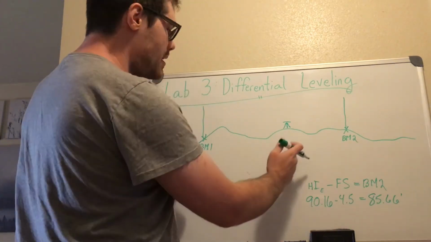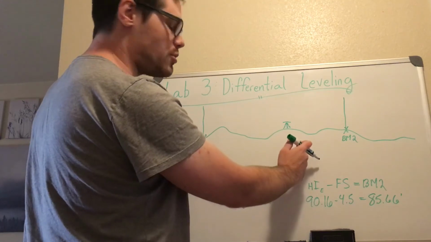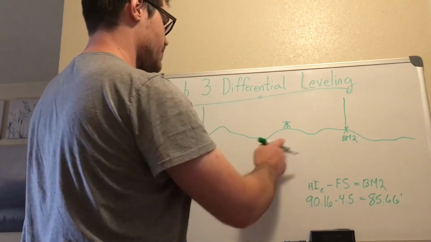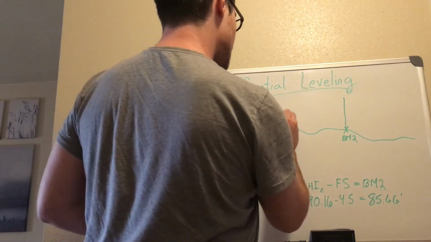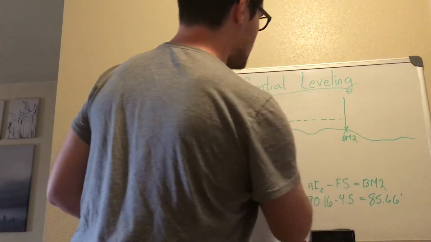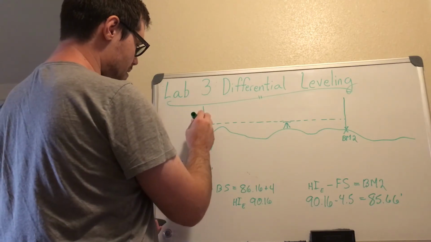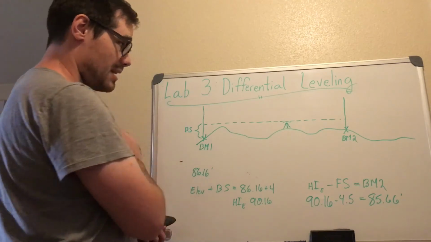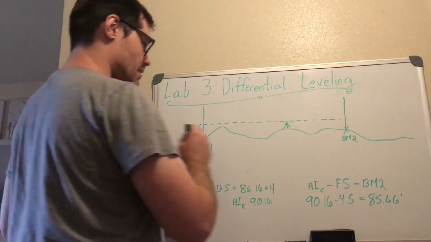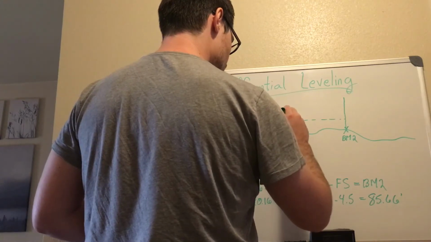Okay. Now keep in mind there is a max distance that these can be, but we're going to assume it's within the max distance. Okay. And we would do the same thing we did before. We've got our dotted line that matches up with this. We've got our benchmark 1. We've got this distance here, which is our BS. Okay, we've got a distance here of HI.